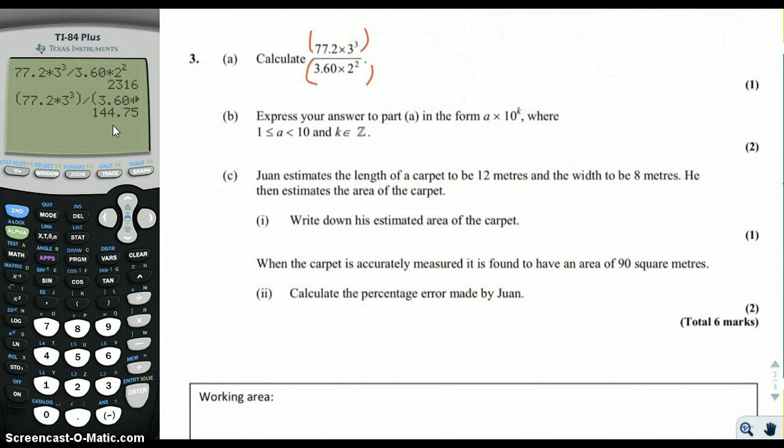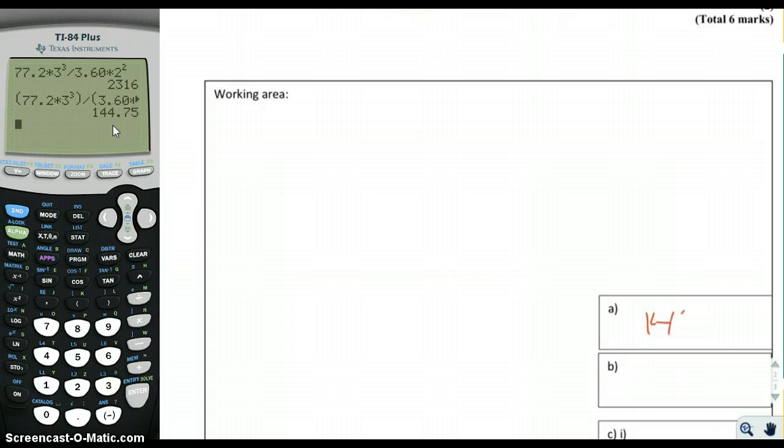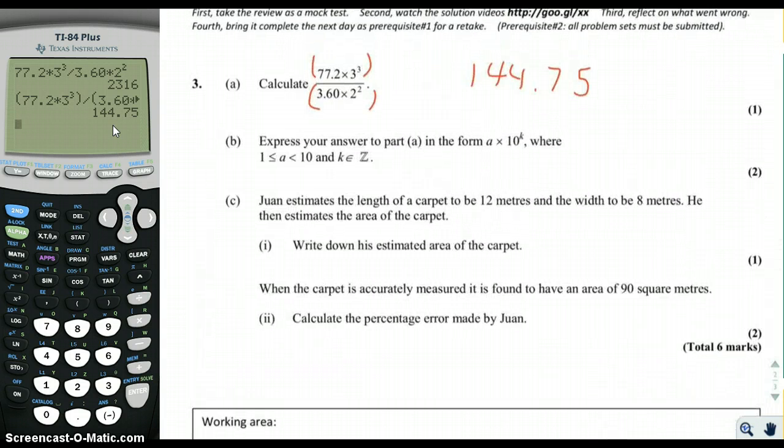Now we get 144.75. So we're going to write that down here. 144.75 is the answer to A.